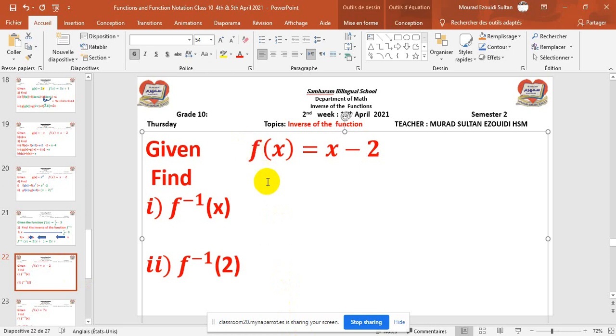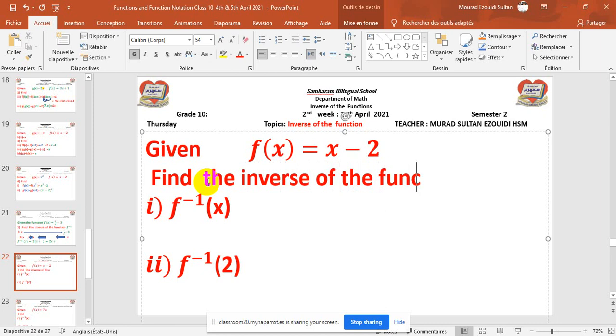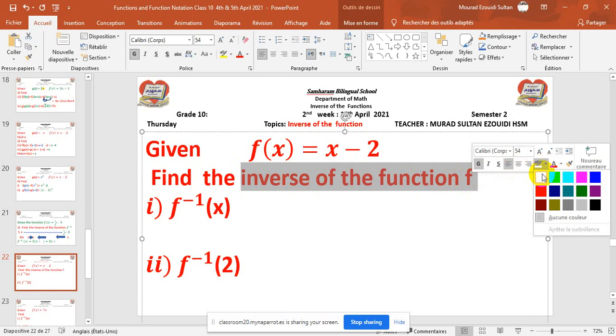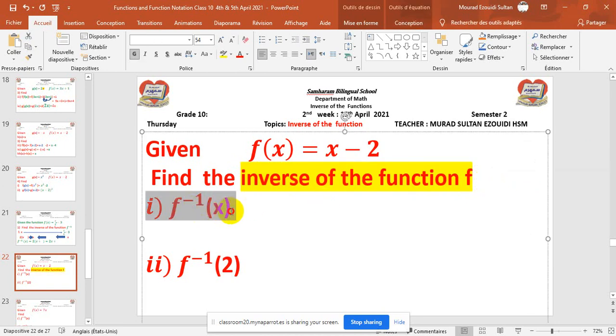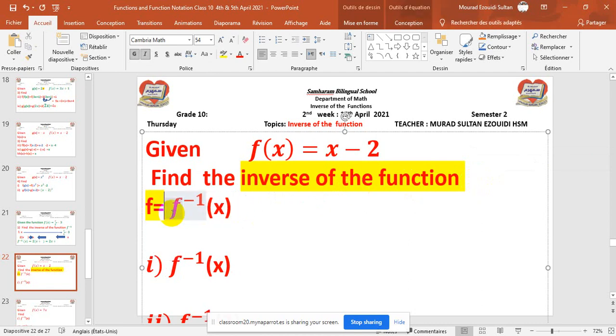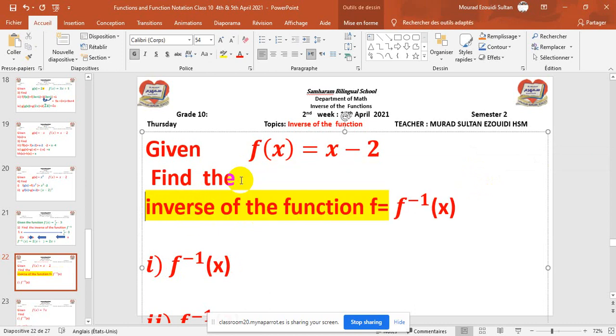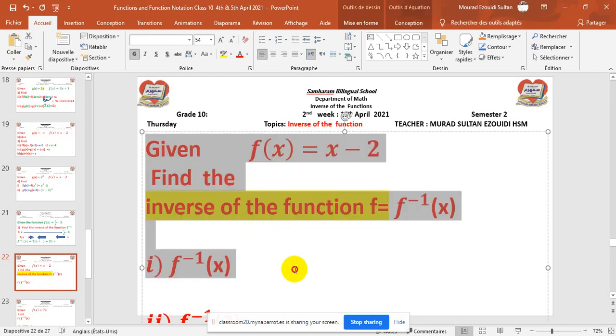Now I will try to answer the following question. Find f minus 1 of x, which means find the inverse of the function f. Clear? So, the inverse of the function f, my daughters, is written as f minus 1 of x. The inverse of the function f is equal to f minus 1 of x. Clear?